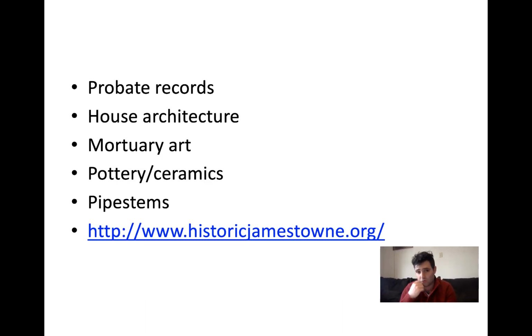Some of the kinds of historical records that are typical, and artifacts that are pretty typical. Some of these we've talked about before. Probate records, which are very boring but very, very useful tools. House architecture, which I'm going to talk about as a kind of case study example in a little while. Mortuary art, so we look at gravestones. Pottery and ceramics, we learned early in the semester about mean ceramic dating and ceramic analysis. This is a very powerful tool in historical archaeology. Pipe stem dating, there's a link here.